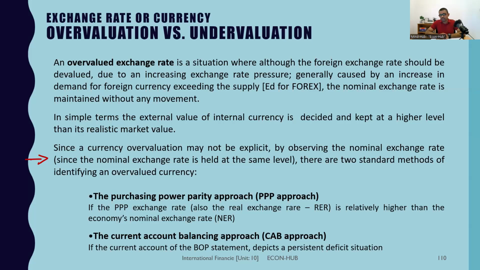Read this paragraph with me. Since a currency overvaluation may not be explicit, by observing the nominal exchange rate. Since the nominal exchange rate, NER, is held at the same level, the nominal exchange rate doesn't change. That is why we have an overvaluation. It should be devalued, but they don't do it. They keep it at that level.